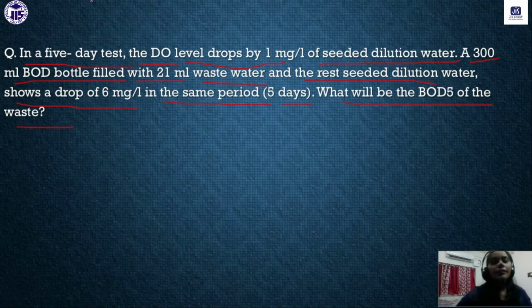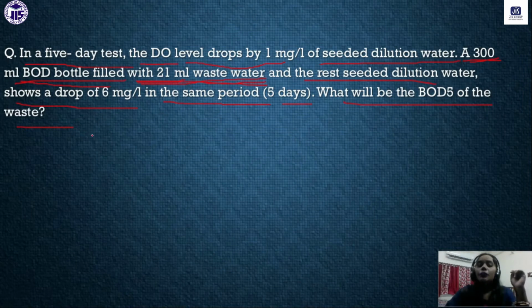Okay, now look students. Here, what are the data? First, you have to check what data are given, right? So, look here, a 300 ml BOD bottle. That means this is the total volume. 300 ml is your total volume, right? Filled with 21 ml of wastewater. That means 21 ml is your volume of wastewater.